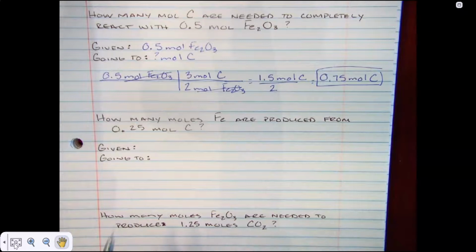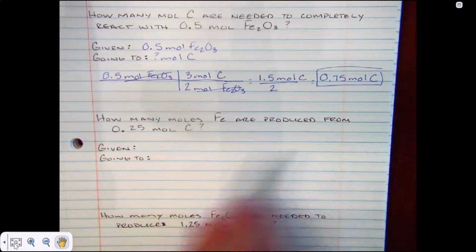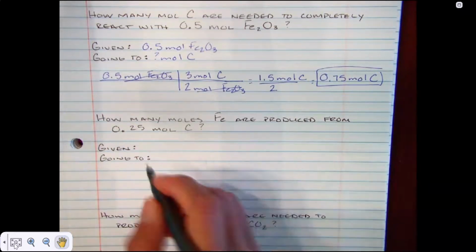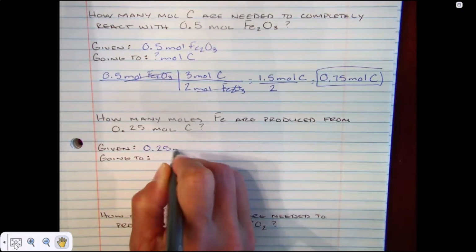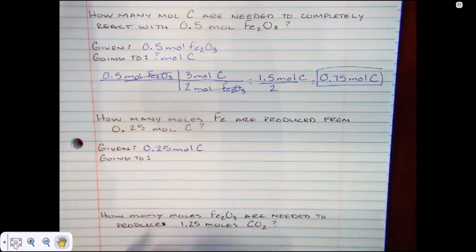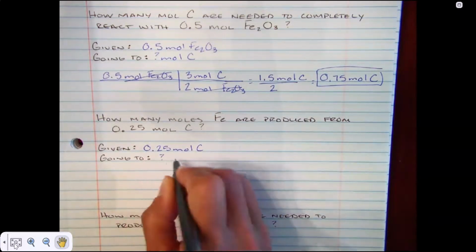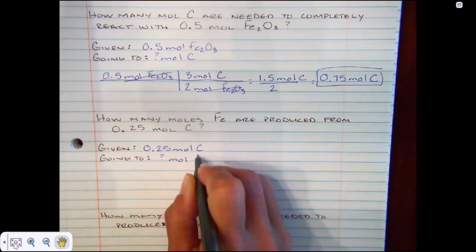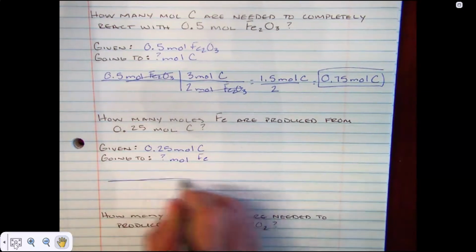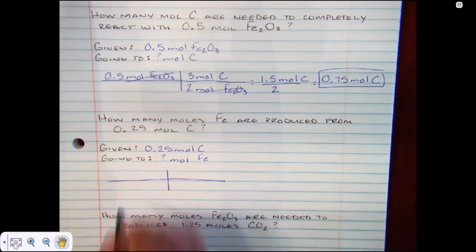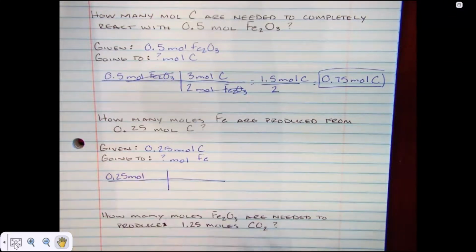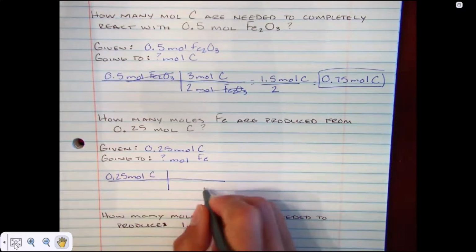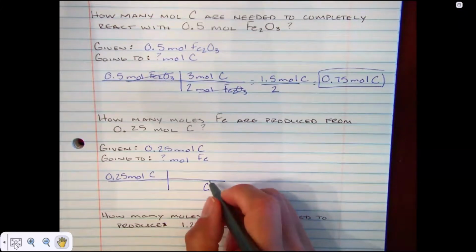So next problem, how many moles of Fe are produced from 0.25 moles of carbon? Our given is 0.25 mole carbon, and we're trying to find question mark mole Fe. Set up your T-chart. It begins with what's given, 0.25 mole carbon. Remember, that means that carbon is going to go on the bottom, so it will cancel. And then what we're trying to go to, Fe, will go on top.